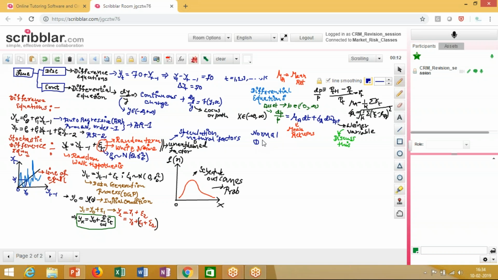So the normal distribution has some very specific characteristics which make it a very strong distribution. So this is where we need to understand what the normal distribution is.